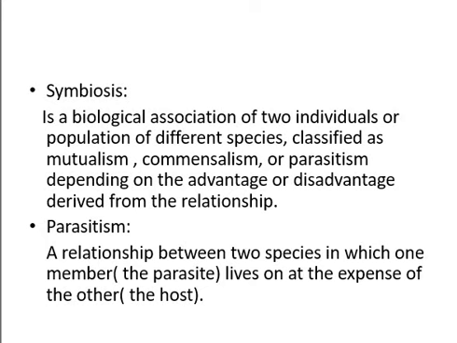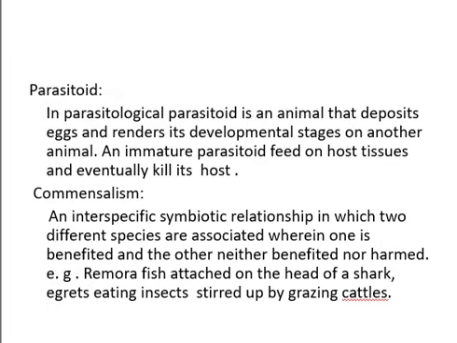Now we see what is symbiosis. Symbiosis is a biological association of two individuals or populations of different species classified as mutualism, commensalism or parasitism, depending on the advantage or disadvantage derived from the relationship. What is parasitism? A relationship between two species in which one member, the parasite, lives at the expense of the other, that is the host.